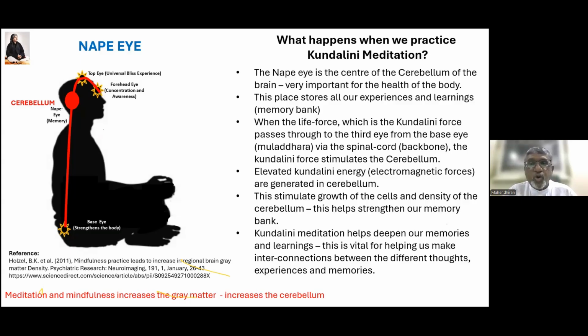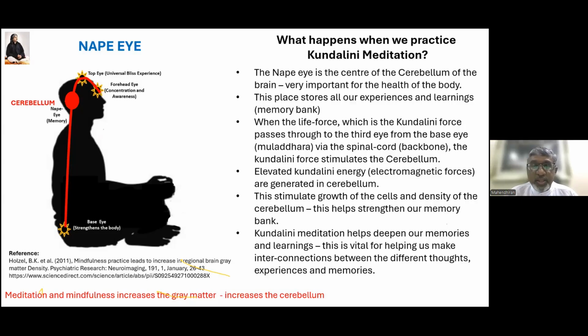This place also stores all our experiences and learnings. It's called the memory bank, right? And every experience, from the time the brain has developed, even in the mother's womb, all those memories and all the learnings are stored in that memory bank. So that is why, when a child is born, nobody teaches the child how to flip or stand up. That is imprinted in that memory bank, right? So there are a lot of things, conditional learning and unconditional learning, that are stored in that memory bank.